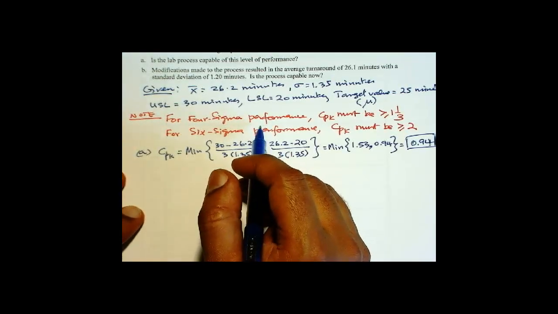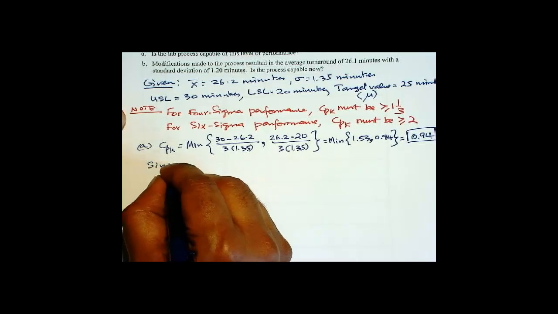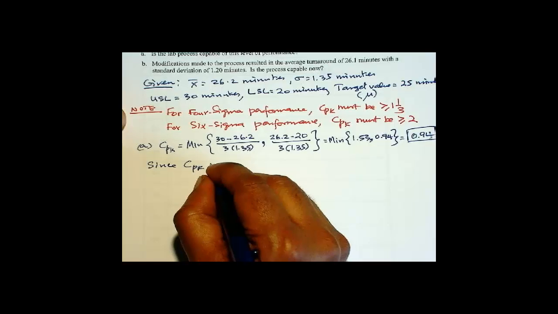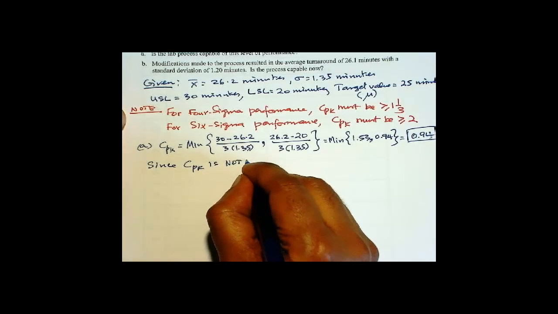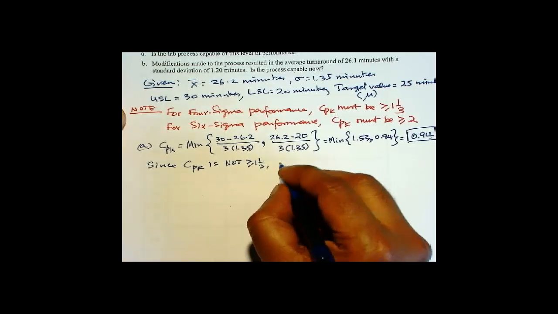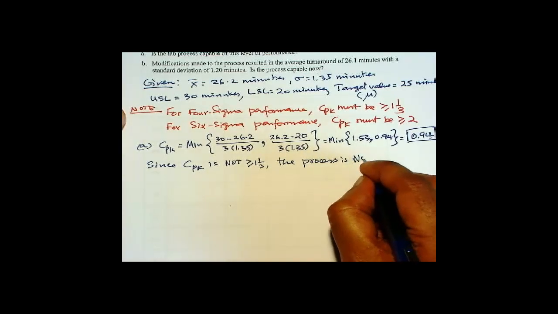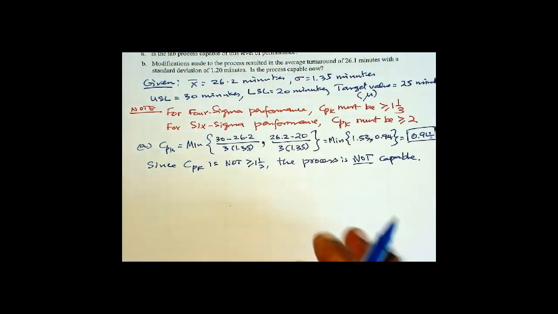And we will assume 4 sigma performance unless otherwise stated, this is what we have to use. We shouldn't use 2 unless it is stated to be so. So since C sub pk is not greater than or equal to 1 1/3, the process is not capable. Remember, it's not about control. The process must be in control before we can start computing capability. At this point, we don't know.